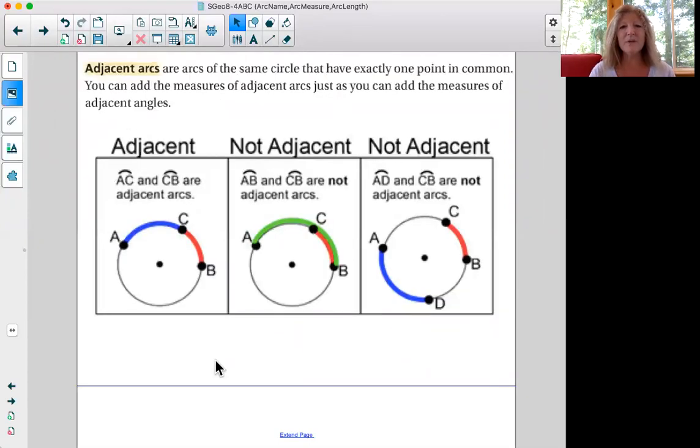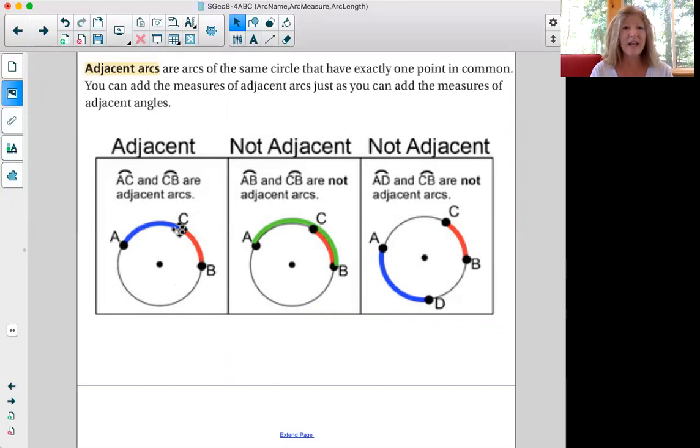Some vocabulary we're going to need in this video. The first thing is adjacent arcs. Adjacent means right next to, but without overlapping. So here's an example of two adjacent arcs. Arc AC is adjacent to arc CB because one begins where the other ends.